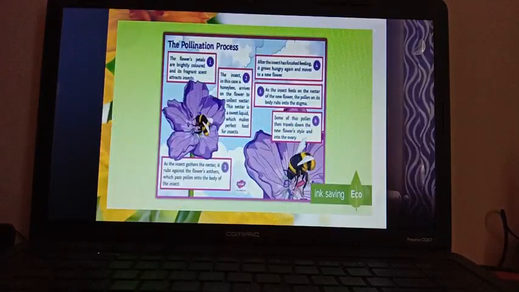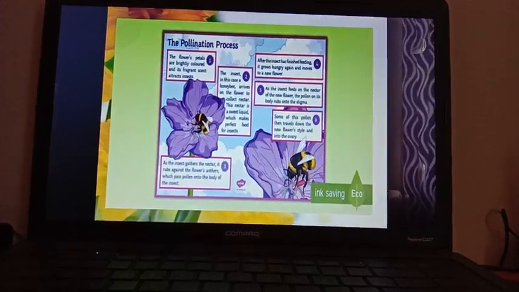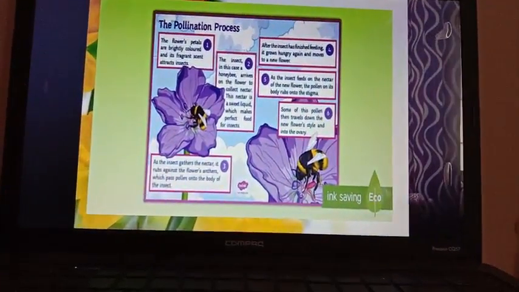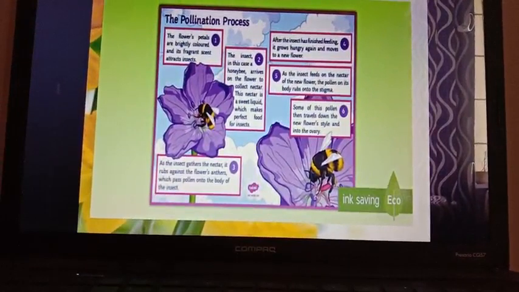Now here you can see the process of pollination of the entomophilous flowers.